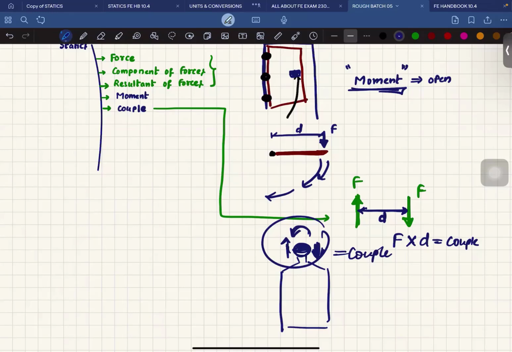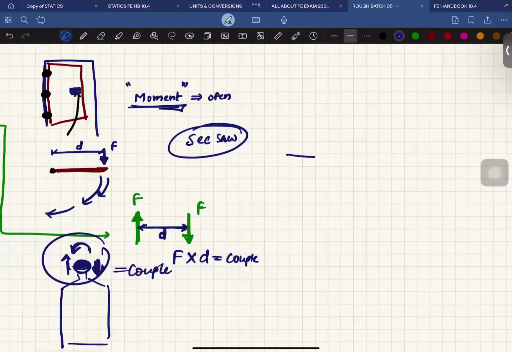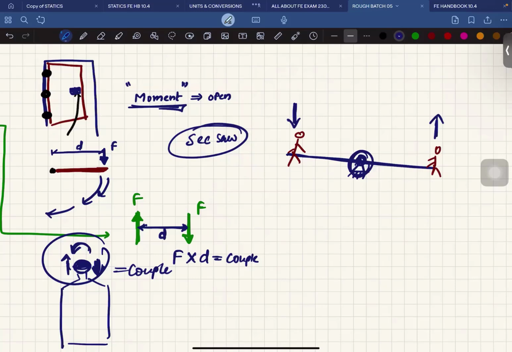Any other answer? Someone says seesaw. Perfect, it's a perfect answer. You are talking about the kids playing in the playground, right? Yes, you are right. One kid is sitting over here, the other kid is sitting over here. If this kid moves down, the other kid moves up about this hinge, where there is a rotation.